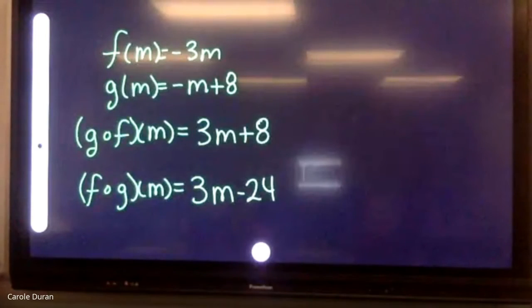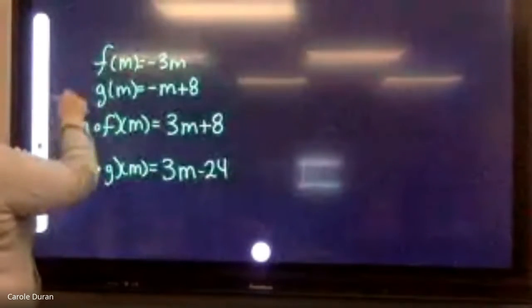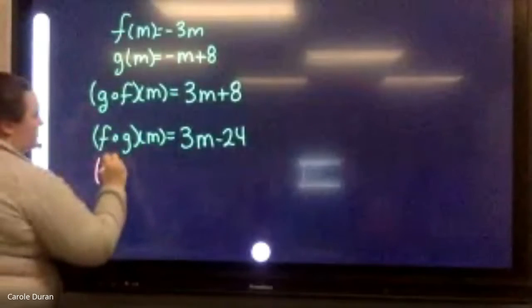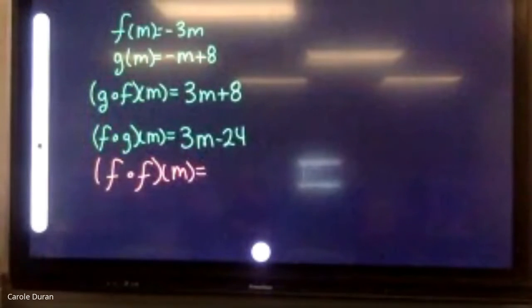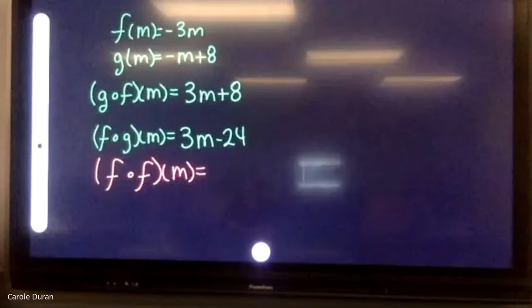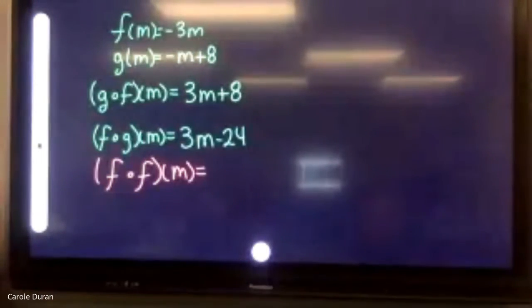So what if I asked you to do something a little bit different? For example, what if I asked you to find f of f? Somebody who's confident, tell me what you think. Which one's the inside function? Which one's the outside function? So we're literally taking f and plugging it into itself wherever there's a variable present.